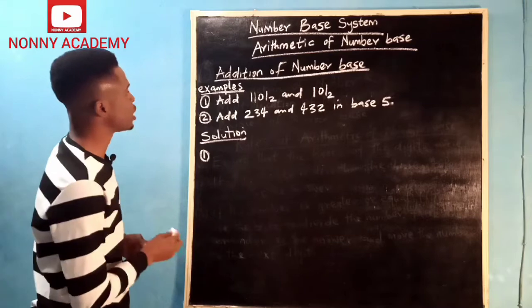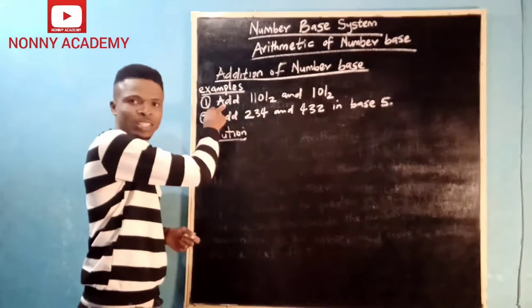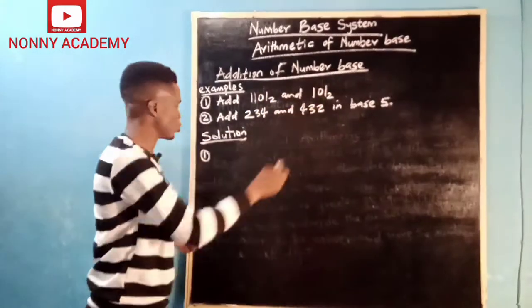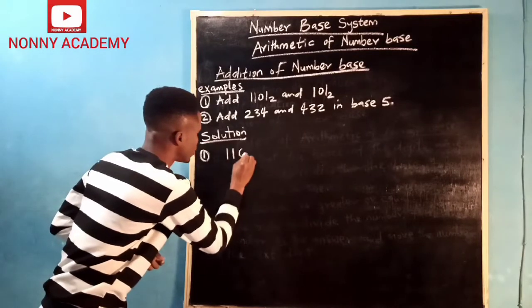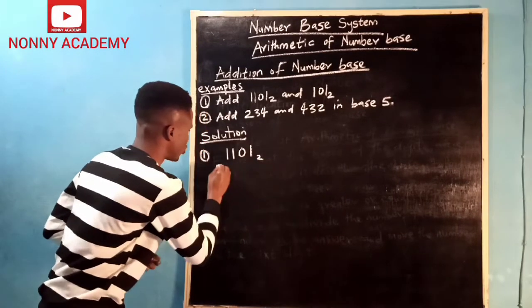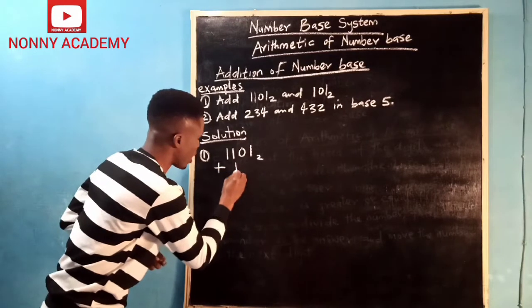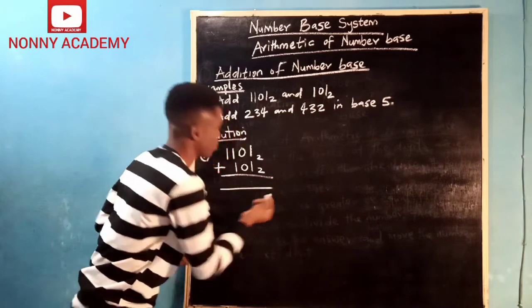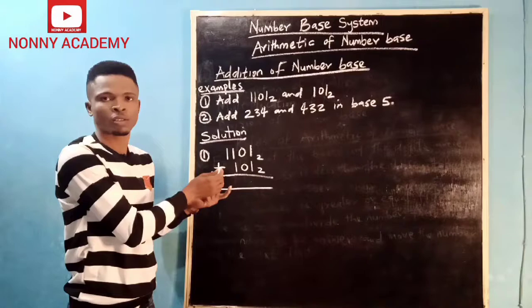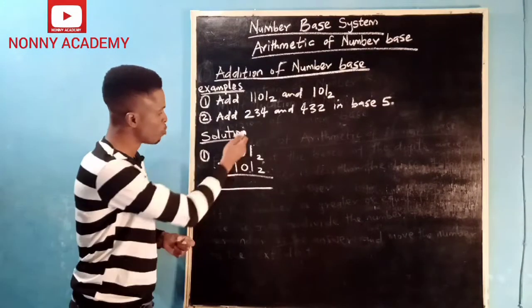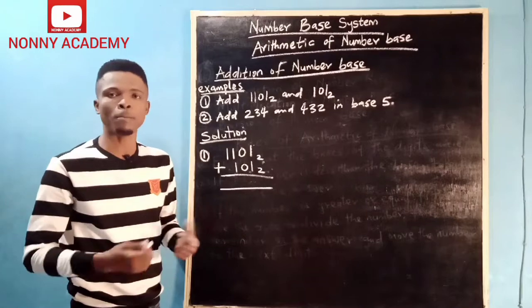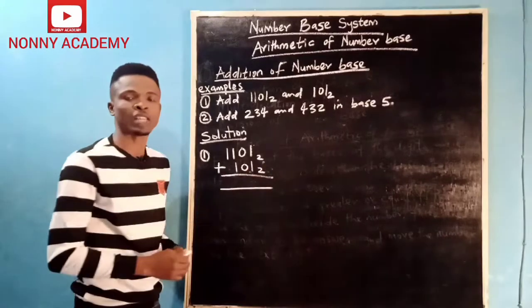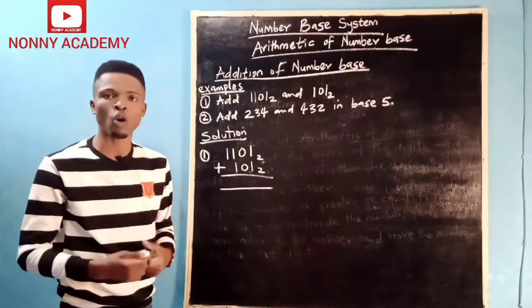Number 1, the first thing I need to do is to bring out these 2. They said we should add. That is to say, 1101 base 2 plus 101 base 2. This is how I'm going to position it. The next thing I need to do is to check both digits to know if they are of equal base. The first digit here is in base 2. The second digit is also in base 2. That is to say, both of them are of equal base.